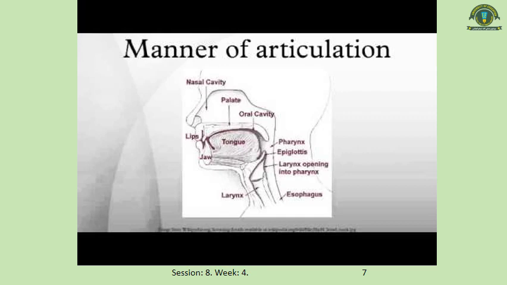Right? So where the teeth are concerned, what happens? They are waiting for the active articulator, the tongue, to either come close to them or touch them. At the same time, what about the alveolar ridge? What about the hard palate? And what about the soft palate? What about that?